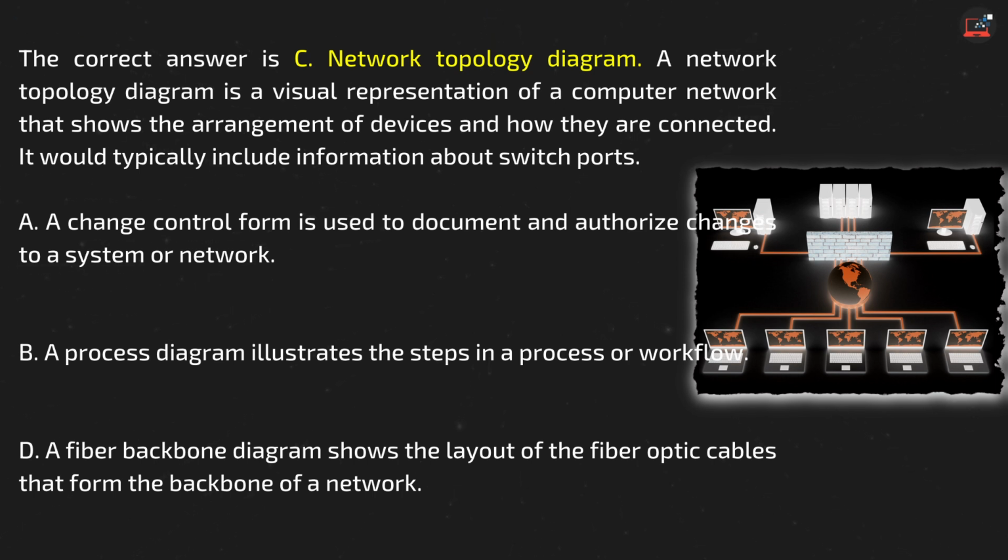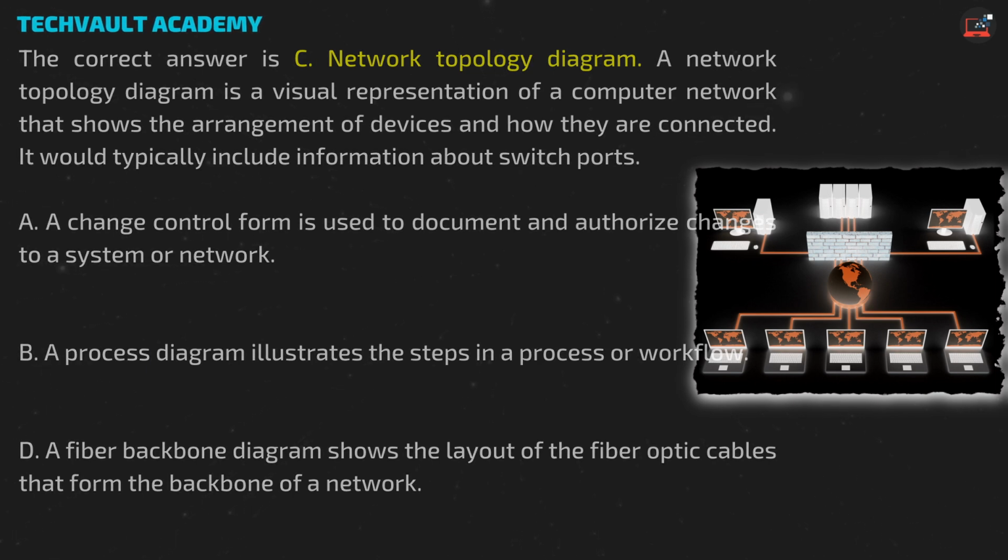A. A change control form is used to document and authorize changes to a system or network. B. A process diagram illustrates the steps in a process or workflow. D. A fiber backbone diagram shows the layout of the fiber optic cables that form the backbone of a network.